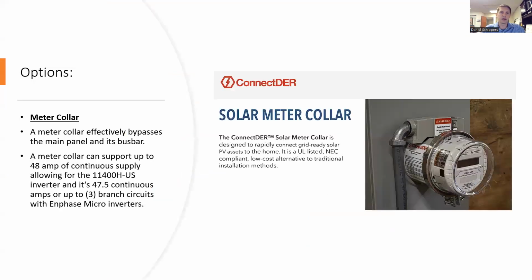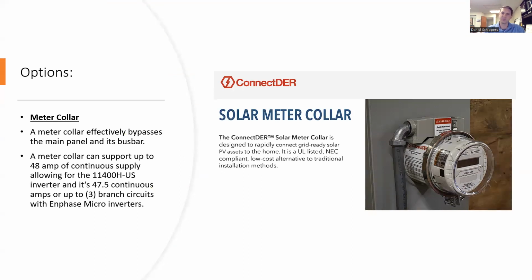Another option, new to the market, is a connector known as a meter collar. A meter collar effectively bypasses this rule by bypassing the main breaker panel itself, in that it's attaching at the meter joint. So the existing meter comes out, this meter collar goes in, the meter goes back in, and then what you see in that picture is a feed. This thing is capable of handling 48 continuous amps, and it has a 60 amp breaker for overcurrent protection on the top.